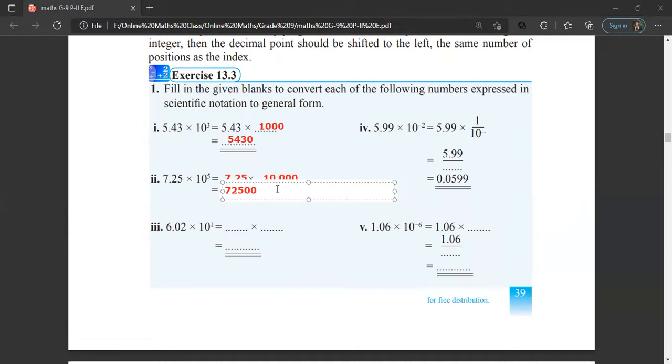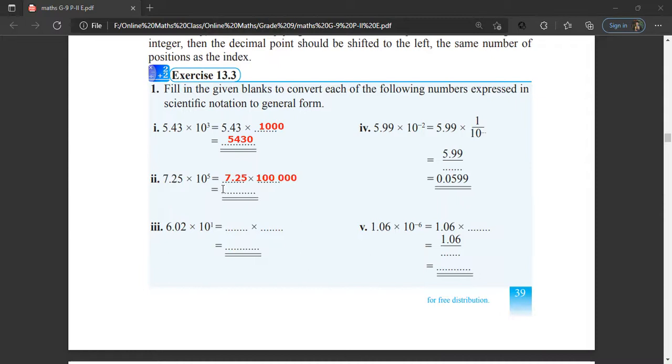7.25 times 10 to the power 5. Is it 10,000 or any other answer? 100,000. 100,000. What is the answer? That should be 100,000. Why? 10 to the power 5, right? Not 4. 100,000. Then how many zeros do you have to add here?